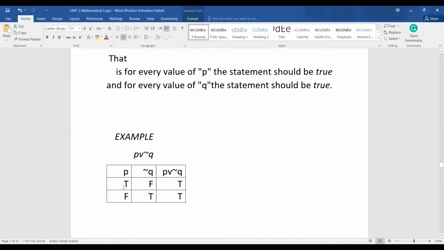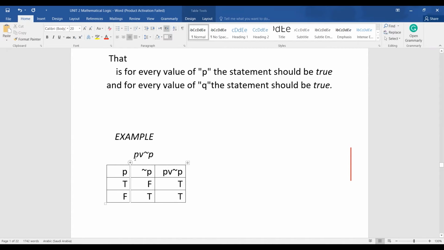Where we have P, we will write the possible values for P. It could be either true or false. We will do negation. Sorry, this should be negation P, not Q. We need it to be a tautology, so it means the last column should be all true.